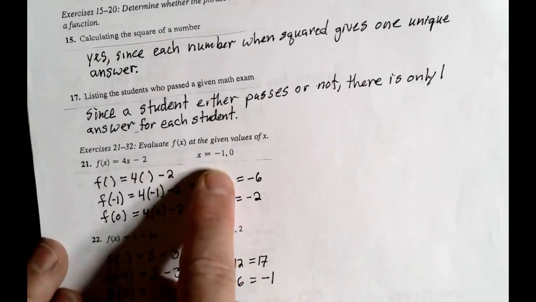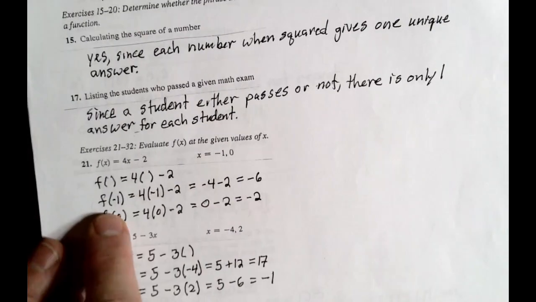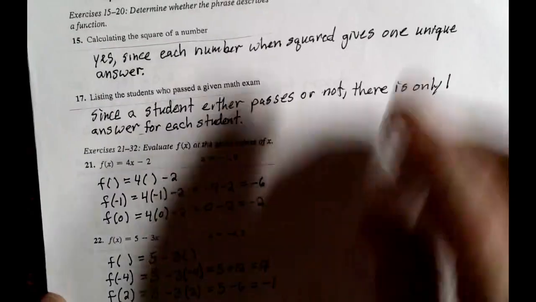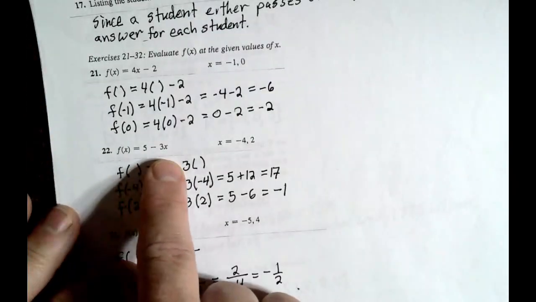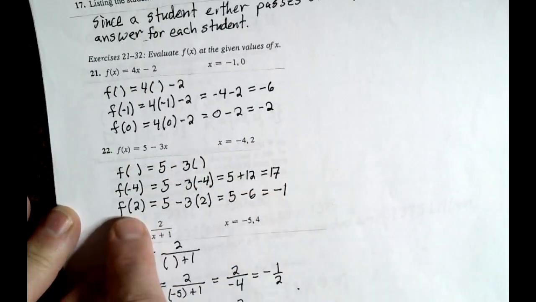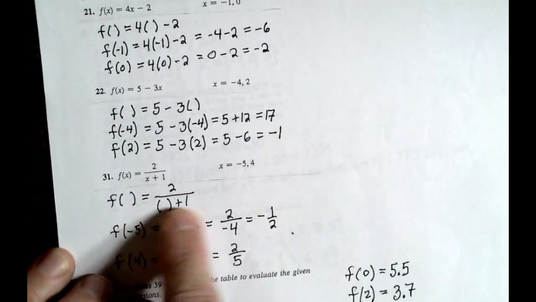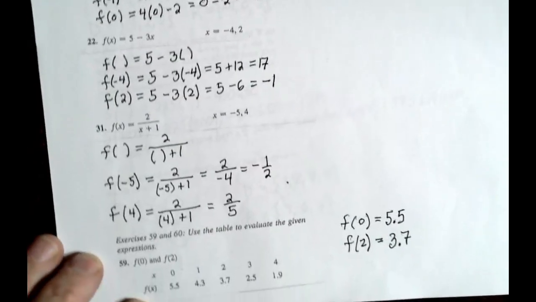Evaluate each one of these functions. So you plug in, you do f of blank equals 4 times blank minus 2. So you plug in minus 1 here and you multiply it out. Then you plug in 0 and you multiply it out. Okay? Then the same thing here. F of blank equals 5 minus 3 times blank. So you plug in minus 4 and 2 and multiply it out. And then f of blank equals 2 over blank plus 1. And you plug in minus 5 and positive 4 and you get your answer there.